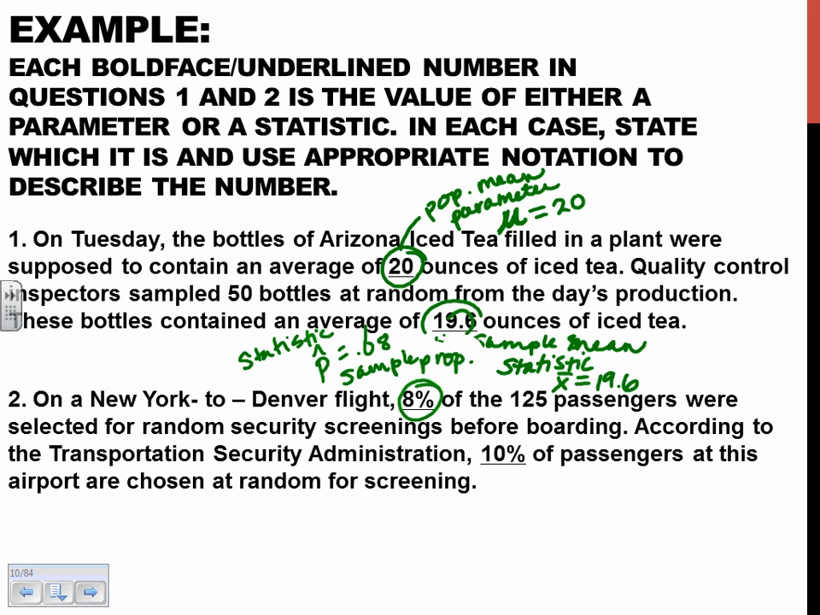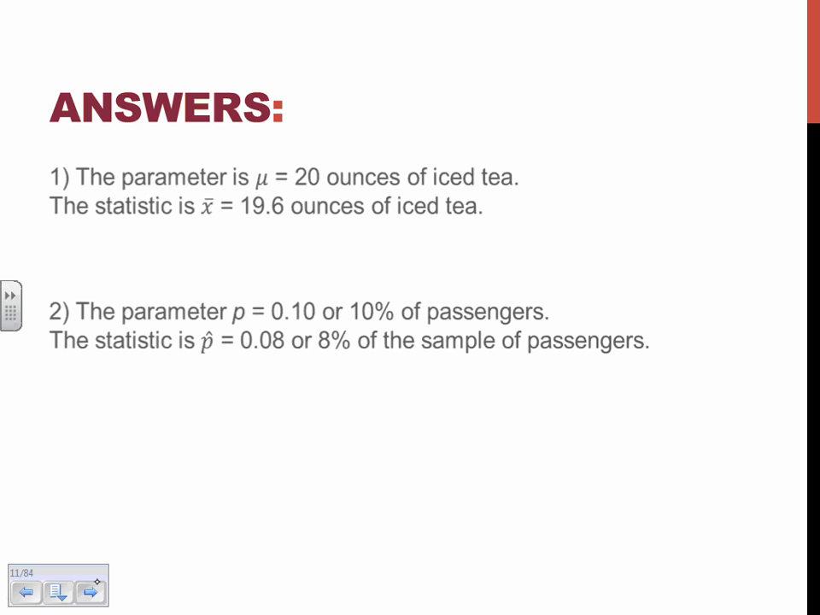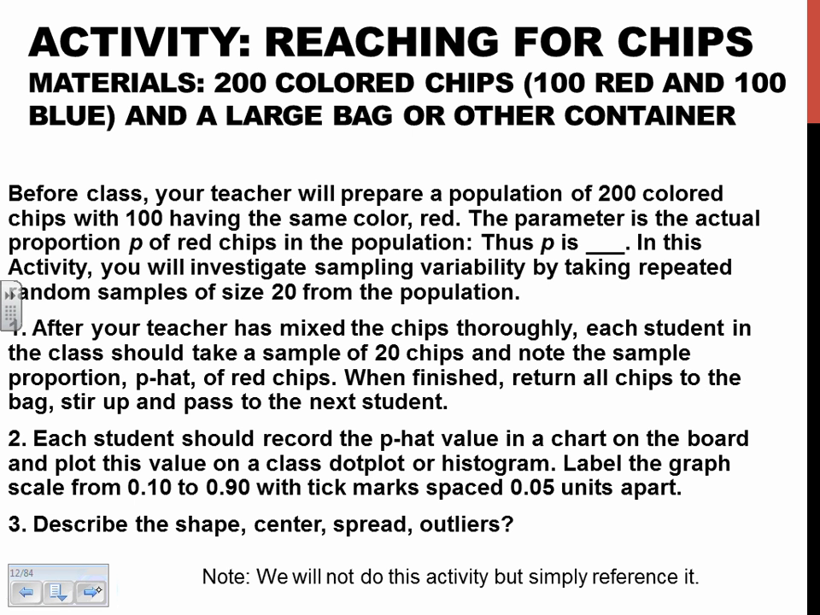Now, the 10%, this is saying for all flights that it is 10%. So this is the population proportion. This is a parameter. And we use P equals 0.10 or P equals 10%. All right, much better. Sorry about that. Okay.